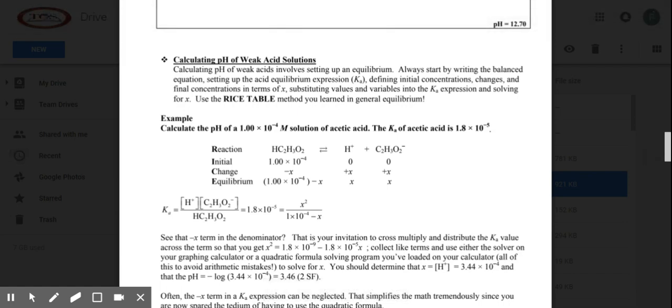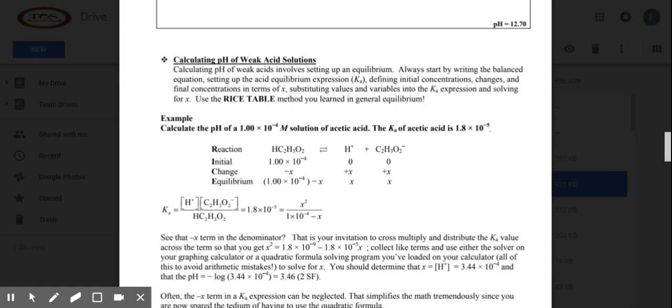In this video, I want to teach you how to calculate the pH of weak acids as well as weak bases. So, in previous videos and in class, we've talked about the difference between strong and weak. Strong means that it dissociates 100%. Weak means that the dissociation is very, very small, around 1 to 3%.